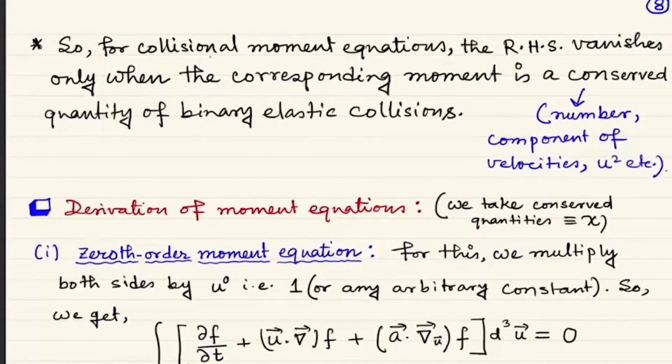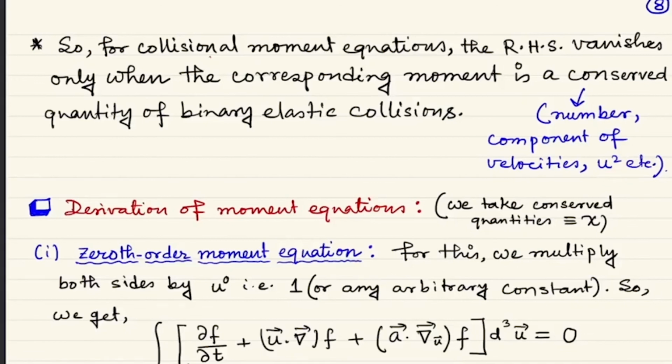So for the collisional moment equation, what I just said, the right hand side vanishes only when the corresponding moment is a conserved quantity of binary elastic collision. For example, number, which is nothing but the velocity to the power 0, component of velocity, which is nothing but a corollary of the conservation of momentum components. Here this is just the component of velocity, because in the microscopic case all the gas molecules have the same mass. Then u square, this is also another thing which is coming from the kinetic energy conservation.